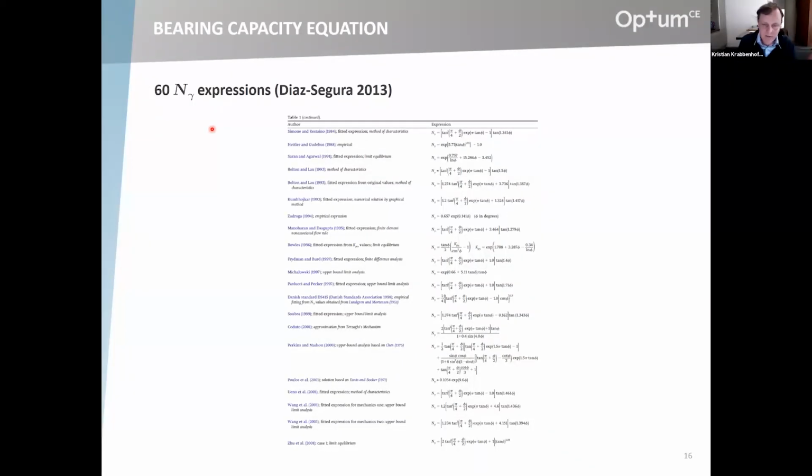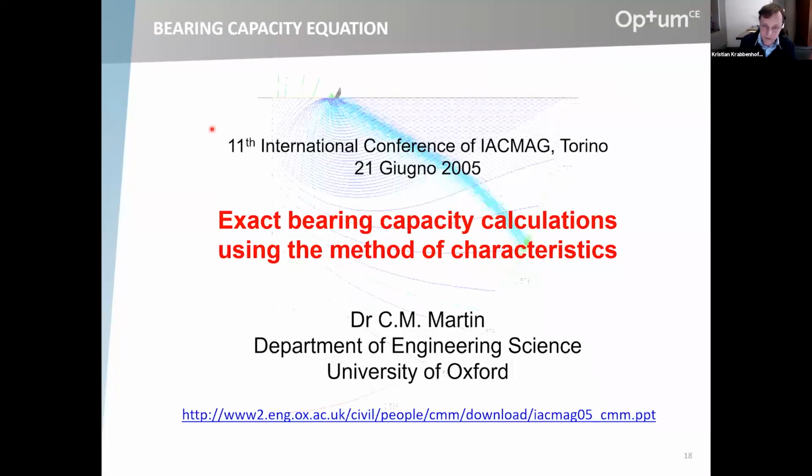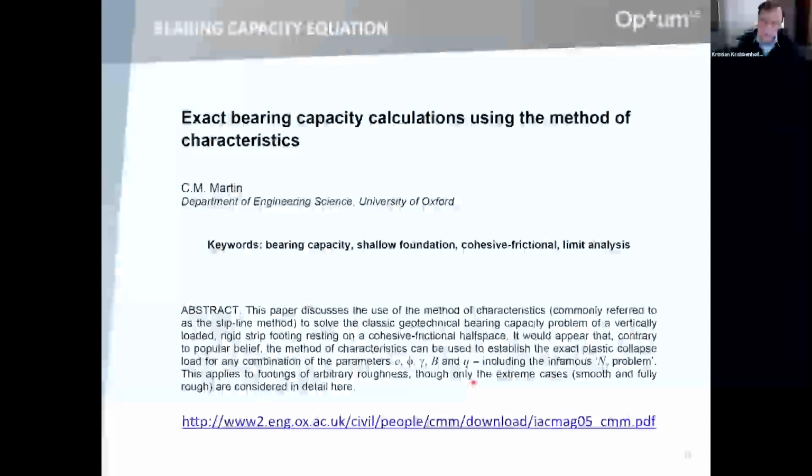This was the state of affairs, and in some people's opinion still the state of affairs, because you still see N_gammas being published. But in reality, the exact N_gamma is actually available and has been available since 2005. It was presented at this conference by Chris Martin. This is from his slides. You can download those from his webpage, and there's an accompanying paper as well that has all the details of how this exact N_gamma was determined.